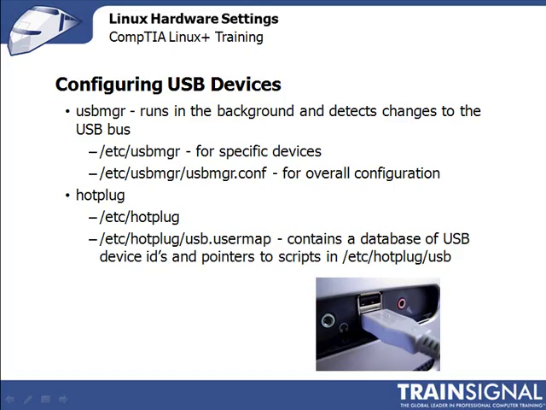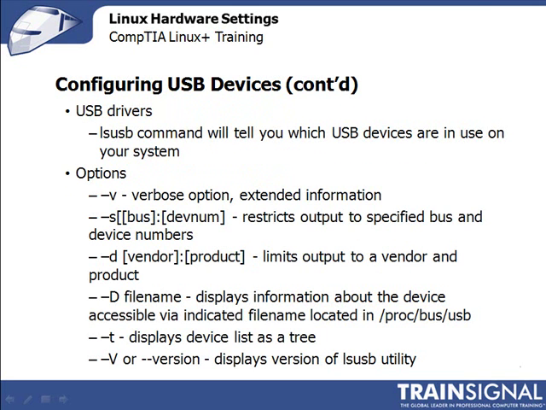With this package, files are stored in the /etc/hotplug. There are two notable files: /etc/hotplug/usb.usermap, and this contains a database of USB device IDs and pointers to scripts in /etc/hotplug/usb that are run when devices are connected or disconnected. The lsusb command will tell you which USB devices are in use on your system, and like other commands, its output can be tweaked using various options.